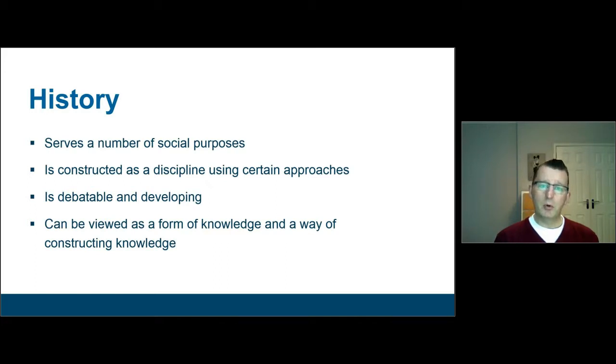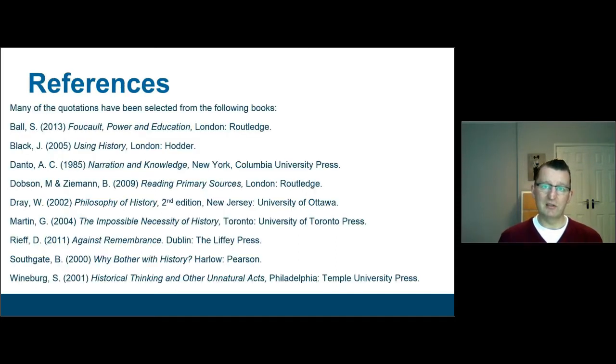And maybe the final point just to make sure this is crystal clear, because this will have implications for us when we move on to think about history teaching, is history can be viewed both as a form of knowledge and as a way of constructing knowledge. And so that really sets the scene for the second part of the introductory lecture, where we start to think in a bit more detail about what does all of this mean for history teaching and what are the traditions of history in schools.